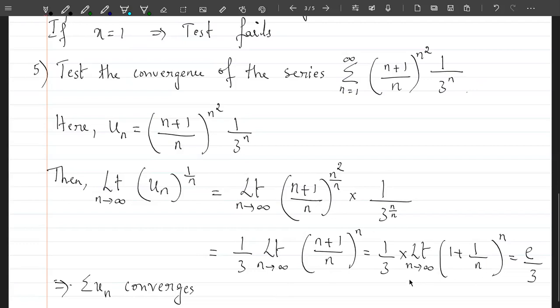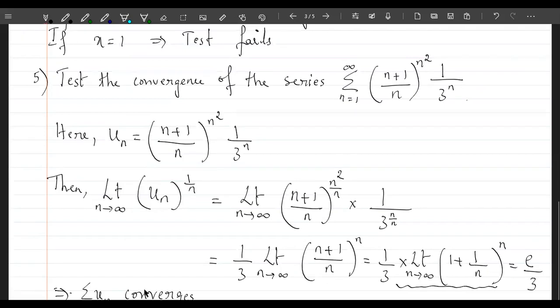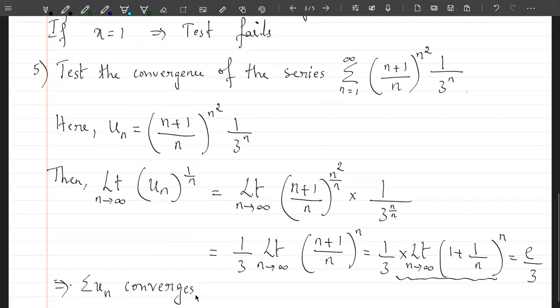So I get again this standard limit, limit n tending to infinity 1 plus 1 by n power n. So this limit takes a value e. So I get my answer as e by 3. Now e by 3 is less than 1. So I can say that summation un converges.